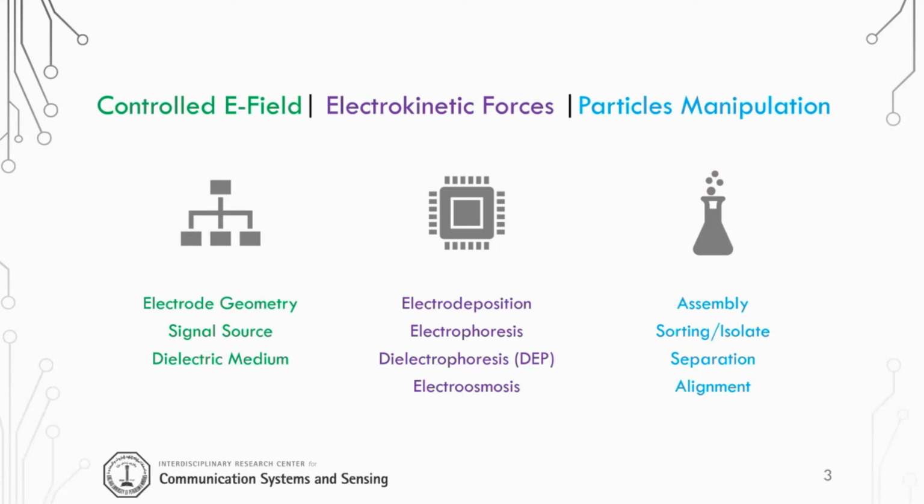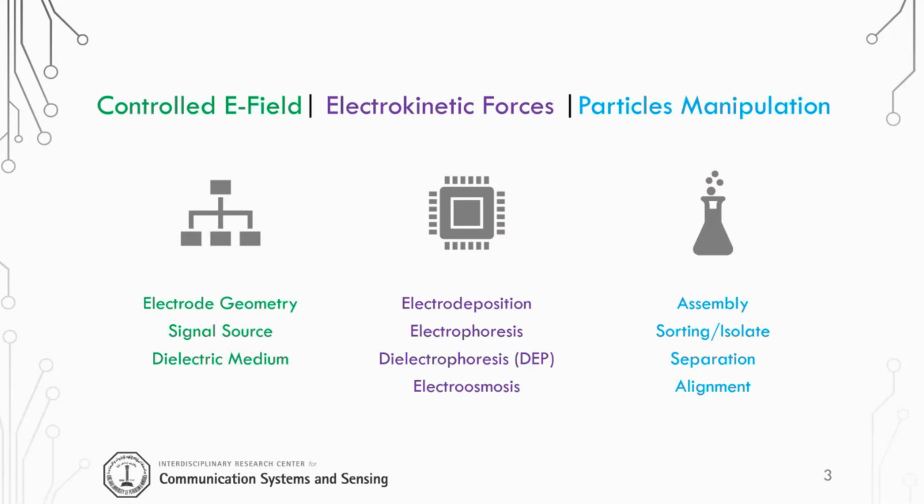We have here a few examples. For example, electrodeposition. Maybe a lot of you heard about this one. We studied it in secondary school, actually, when we learned how to coat a spoon with silver. Also, we have electrophoresis. This one is also a very common term in biology. We use it for DNA or RNA fragmentation. Also, we have dielectrophoresis, which will be the main focus of this talk. Also, we have another force called electroosmosis, which is a force that can be generated within the medium due to the application of an electric field.